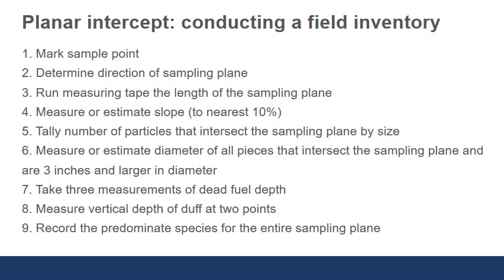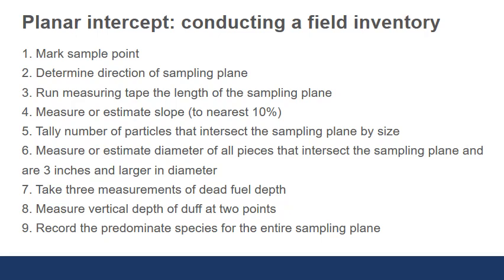So how can we do this in practice? The first step is to mark a sample point. Take care to avoid disturbing the area around this point. If measuring standing trees also, complete planar transect measurements beforehand. The second step is to determine the direction of the sampling plane. Many options can be used to randomize this. For more information, see Brown, 1974. Be sure to avoid biasing the placement of the transect.